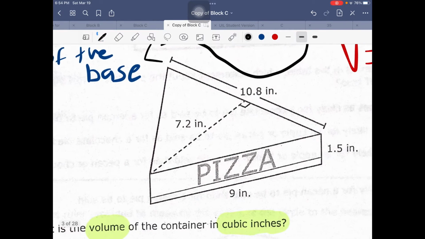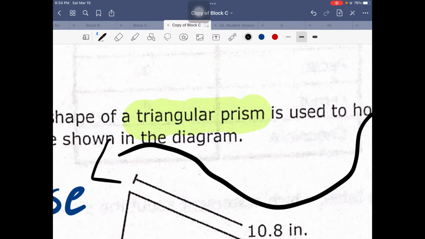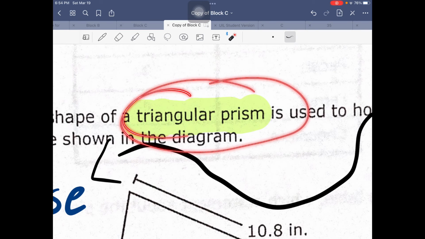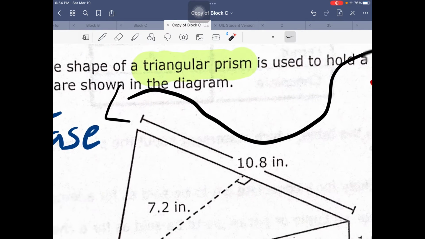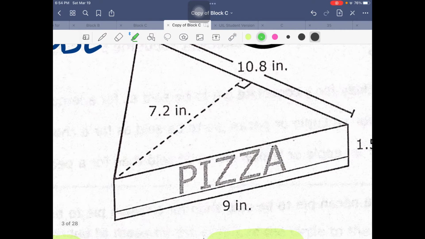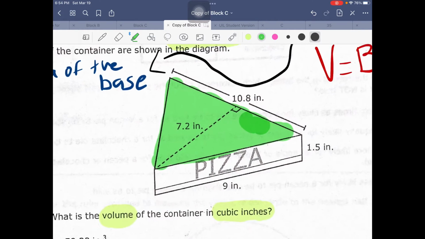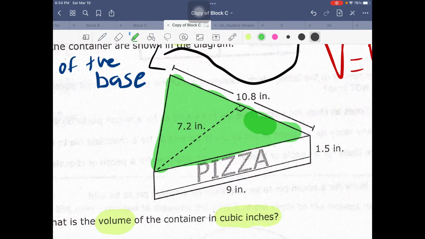Which one would be my base here? Well, that's where I use the name of the shape. Triangular prism. The name is also the base. So the base is going to be a triangle. The base will be this one right here. Even though I'm passing the lines, it doesn't matter. There we go. That's the base.